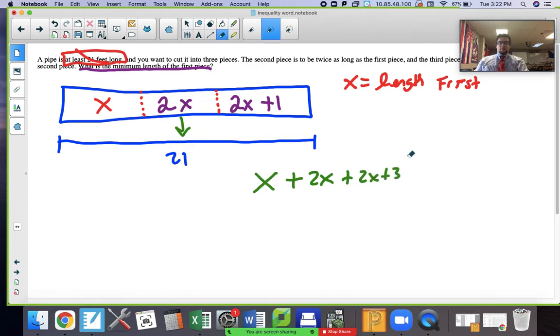Whoops, I said third and wrote 3. That's my bad on that one. It has to be at least 21 feet long or greater. So the 3 pieces have to be longer than 21 feet. Combine my like terms, I get 5x plus 1.